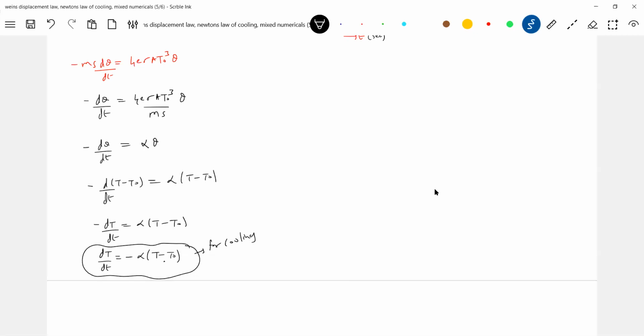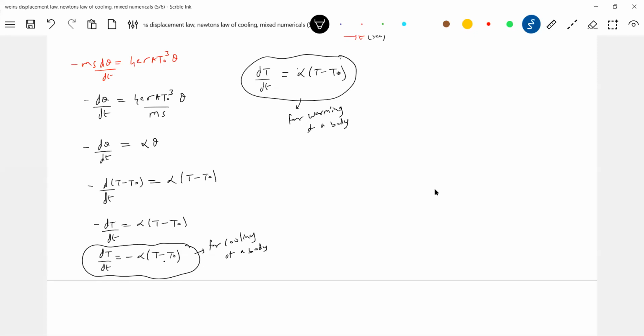Similarly, the same thing, what happens if a body is warming up? If a body is warming up, then the negative sign will not be there. This will become T minus T naught. What is alpha? Alpha is 4 e sigma A T naught cubed by m s. This is for warming of a body. Means if temperature of body increases, use this formula. If temperature of body decreases, use this formula.